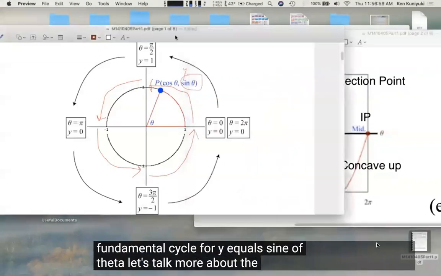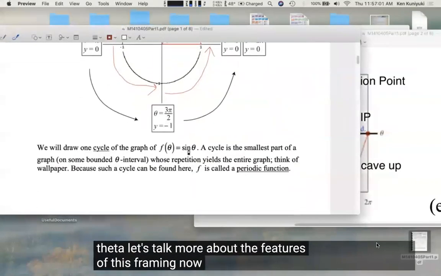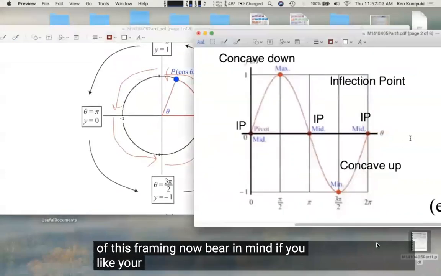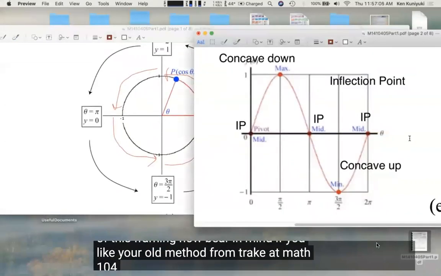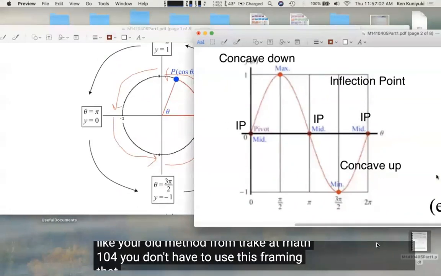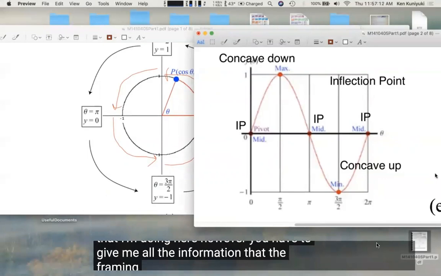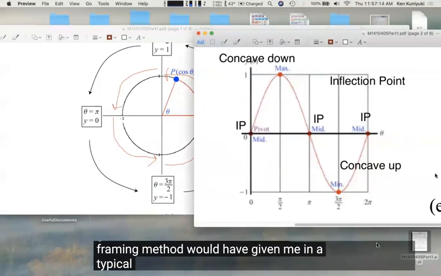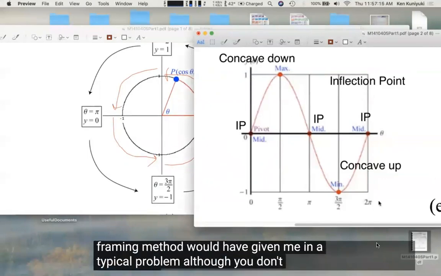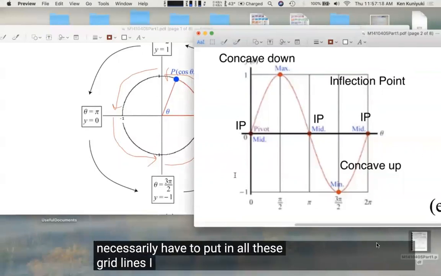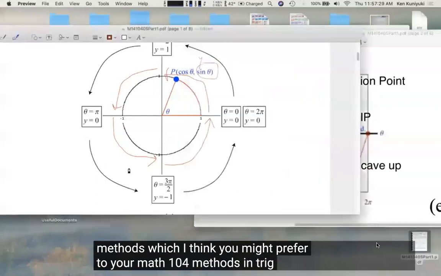Let's talk more about the features of this framing. Now, bear in mind, if you like your old method from Trig, Math 104, you don't have to use this framing that I'm doing here. However, you have to give me all the information that the framing method would have given me in a typical problem. Although you don't necessarily have to put in all these grid lines. I do think they're helpful, though. And as we'll see, it'll lead to some very nice, consistent, and systematic methods, which I think you might prefer to your Math 104 methods in Trig.